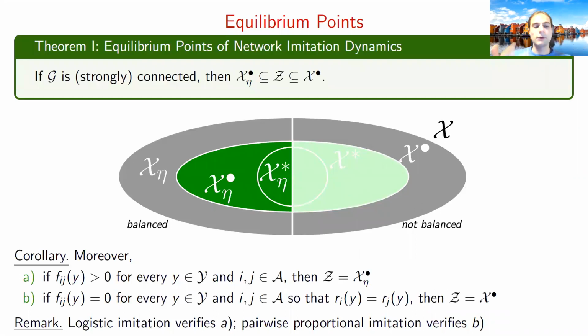Moreover, if some properties on the arrays hold, we can have a more detailed result. In particular, if the arrays are always strictly positive, like in the case of logistic imitation, then we can prove that the set of equilibria actually coincides with the set of balanced restricted Nash. While if the imitation rate from i to j is equal to 0 whenever i and j give the same reward, like in the pairwise proportional imitation yielding the replicator equation, in this case we have that the set of equilibria coincides with the entire set of restricted Nash, balanced or not balanced.